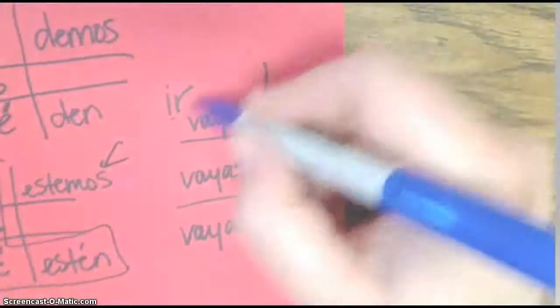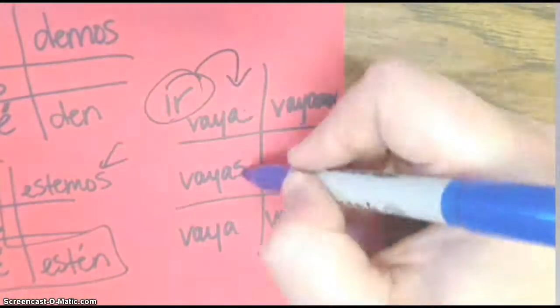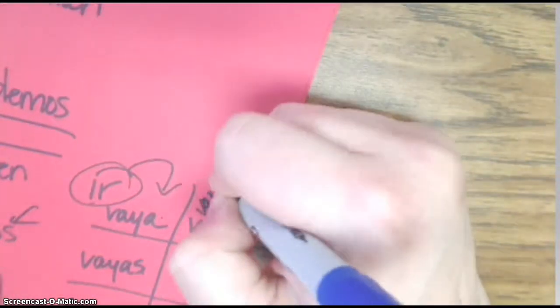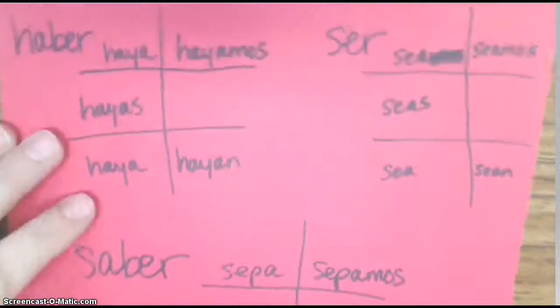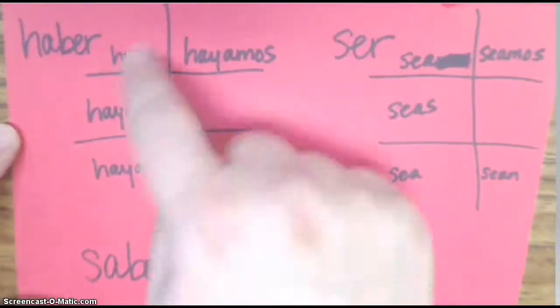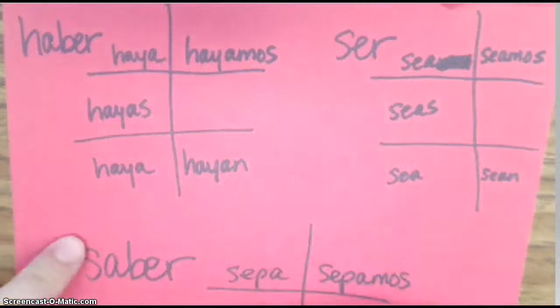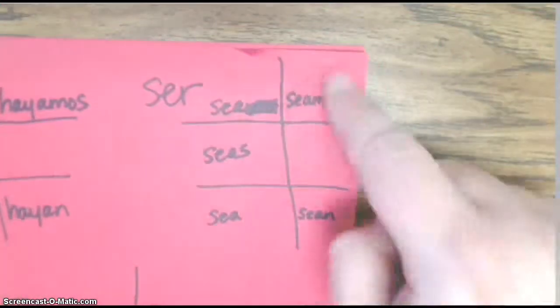Then I've got ir, which is going to be vaya, vayas, vaya, vayamos, and vayan. And I didn't spell that where you could actually see it. So there is vayamos. Okay, and here's the next one. Here I've got haber: haya, hayas, haya, hayamos, hayan; saber: sepa, sepas, sepa, sepamos, sepan; and ser: sea, seas, sea, seamos, sean. Okay, so that's my irregulars.